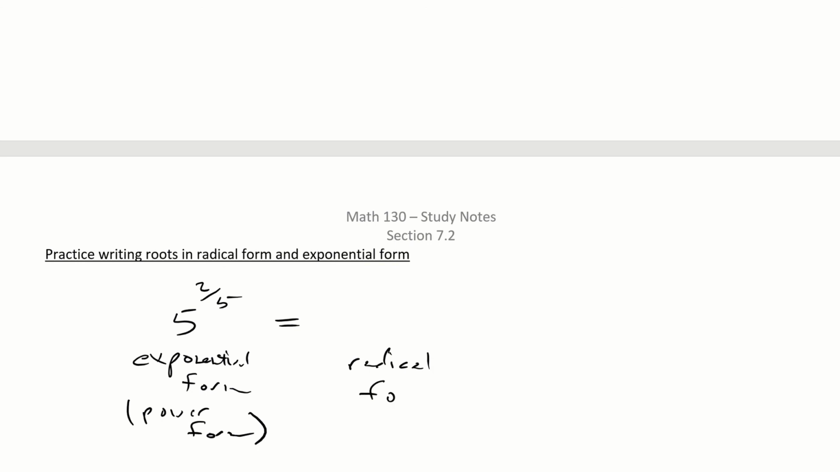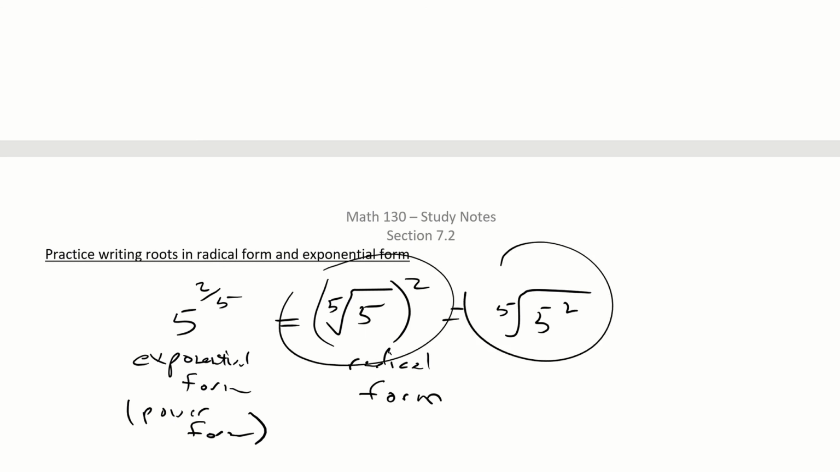And remember what a radical is. It's that crazy little house that square roots live under. In this case, I'll write it as the 5th root of 5 and squared, or you can write it as the 5th root of 5 squared underneath. Those are both valid forms for that.